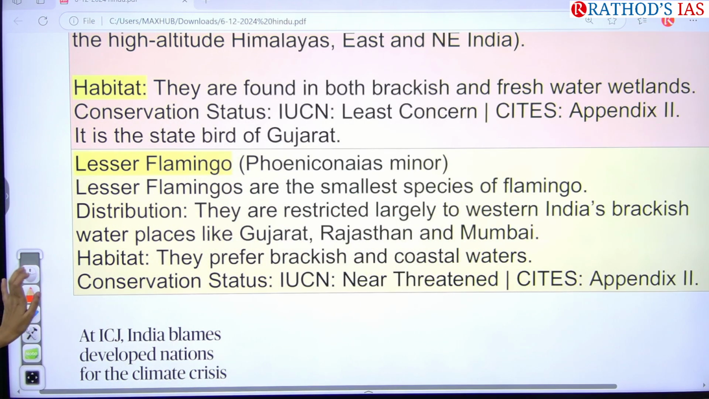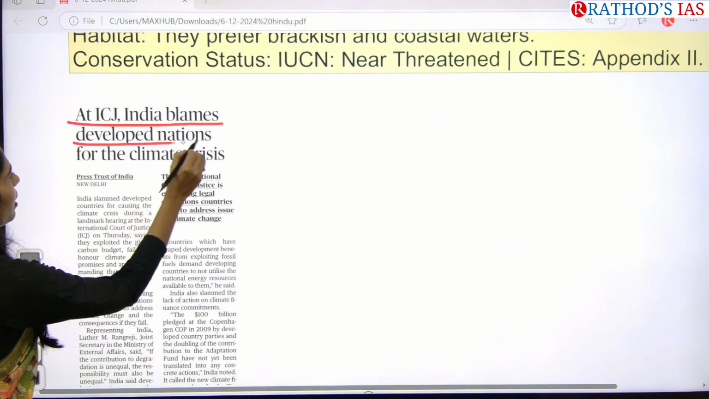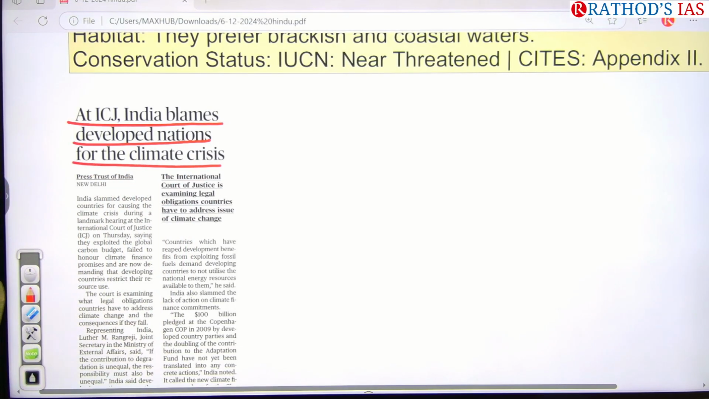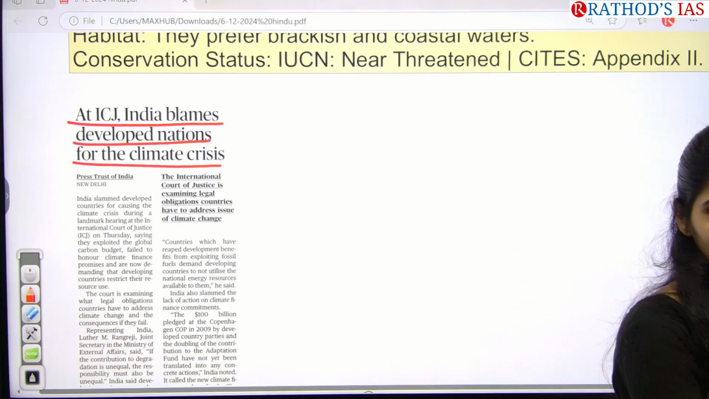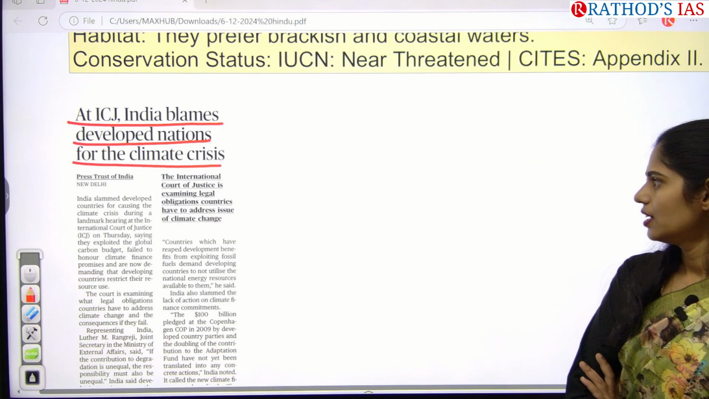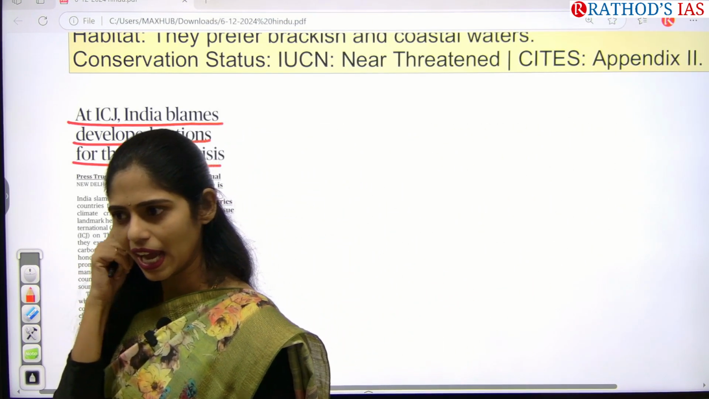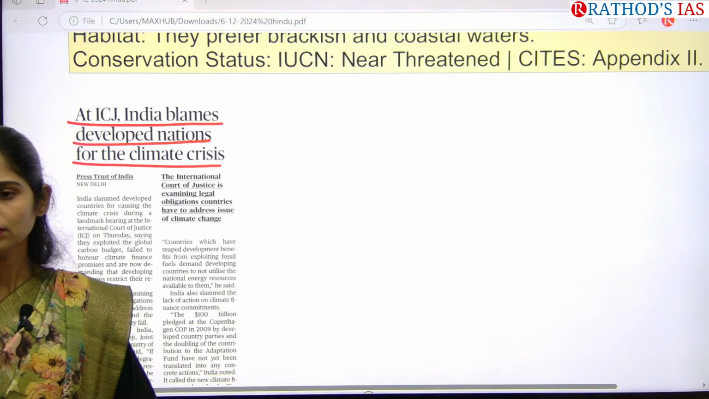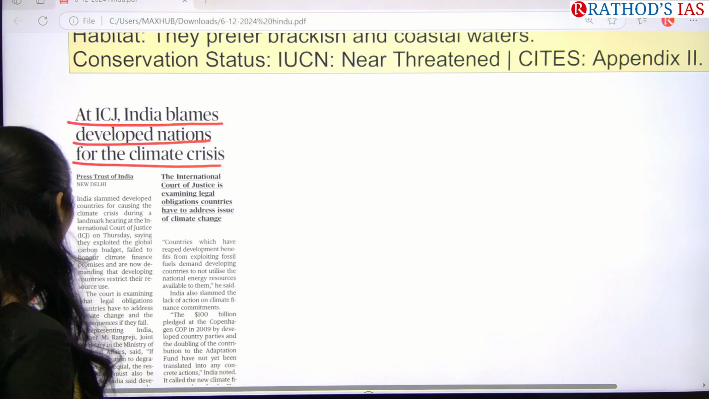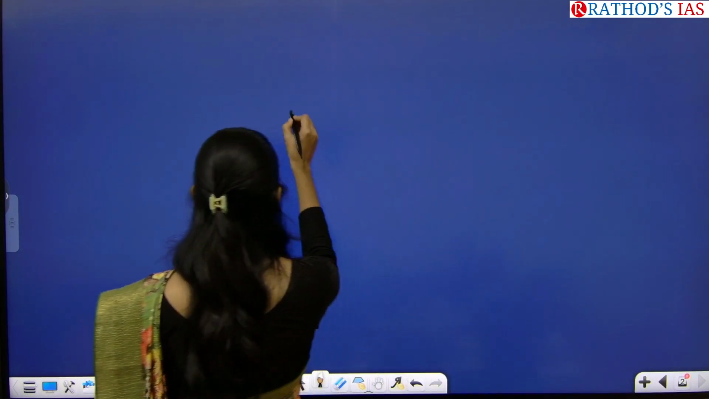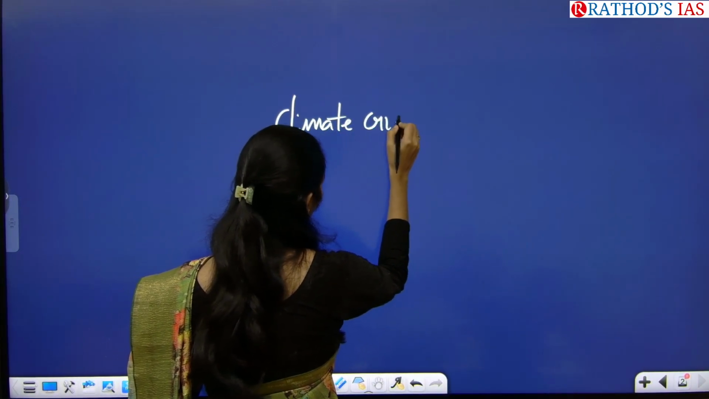Okay. And see this article: at ICJ, India blames developed nations for the climate crisis. What is this ICJ? International Court of Justice. So why is India blaming developed nations, and for what? What happened in the recent past? Okay, they are not giving funds. It is talking about the climate crisis. So what are the conferences or meetings regarding this climate crisis in the recent past?